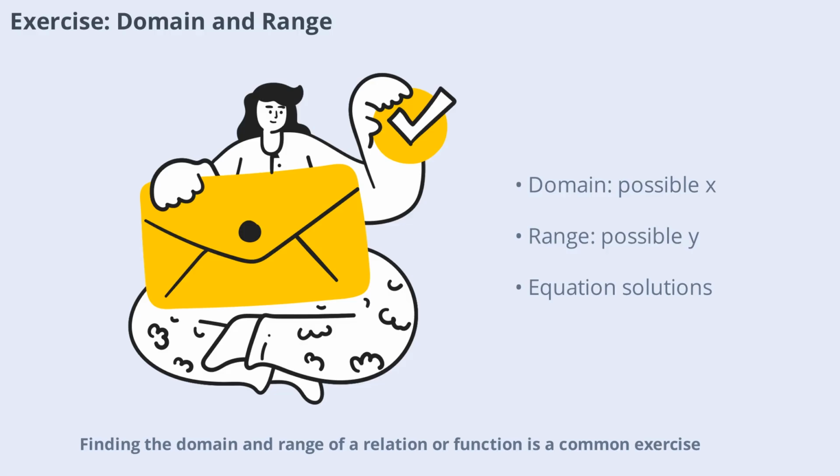Finding the domain and range of a relation or function is a common exercise. For example, if R = {(x, y) : x² + y² = 25}, the domain and range are the x and y values that satisfy the equation. Visualize or calculate to find all possibilities.